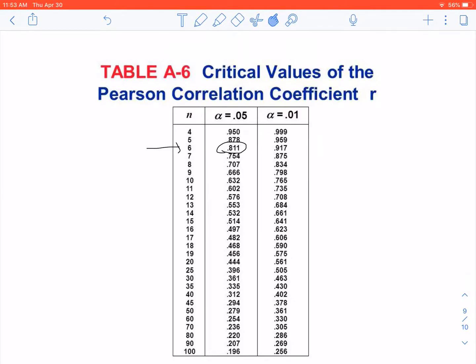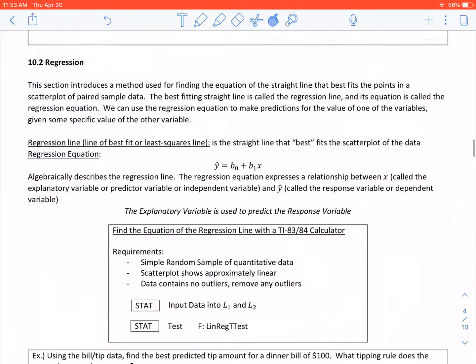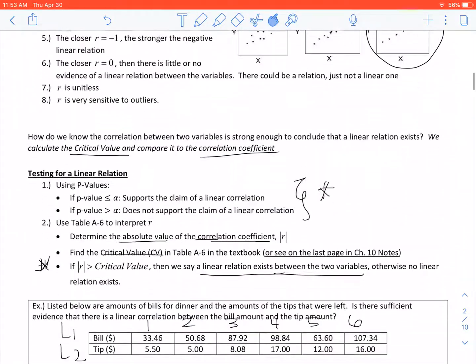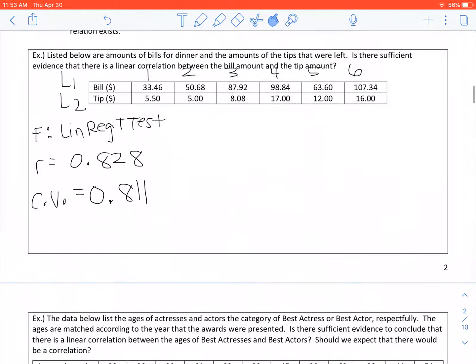So I'm going to go ahead and copy that down up above. So 0.811. And for this problem, it does not tell us what alpha is, so we'll go ahead and put down alpha is equal to 0.05. It should tell you normally.